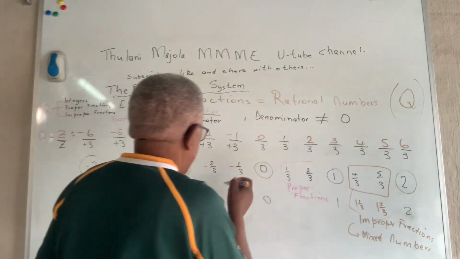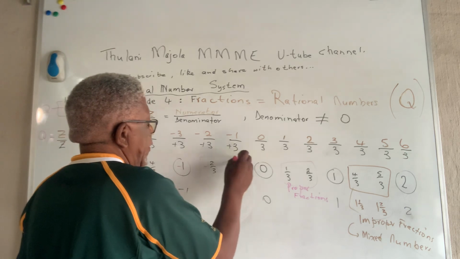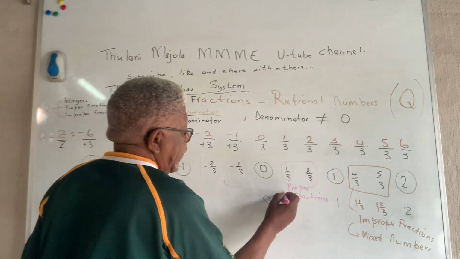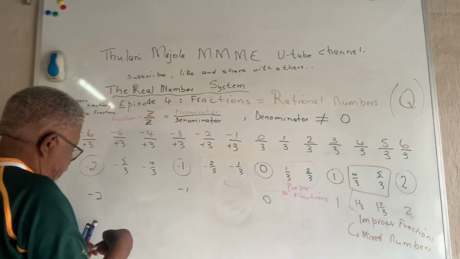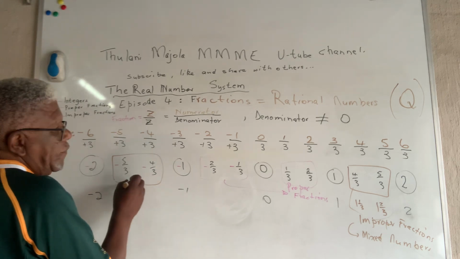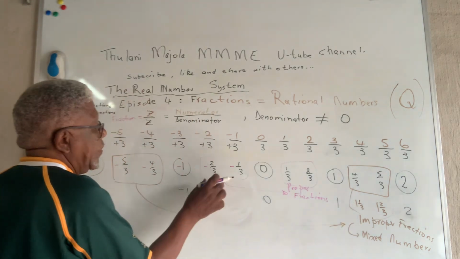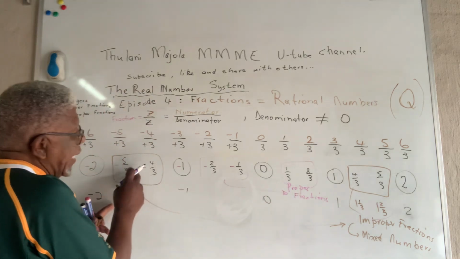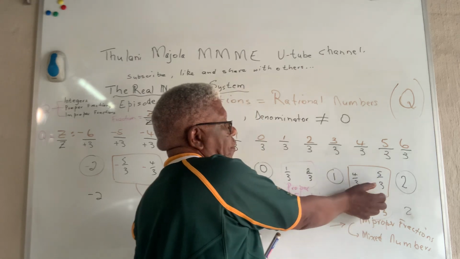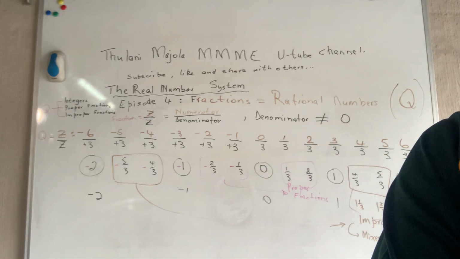Similarly, on this side too, you've got your proper fractions, where the denominator is greater than the numerator. And then also here you've got your improper fractions. So these are negative proper fractions, and these are negative improper fractions. And here you've got positive proper fractions and positive improper fractions. I will continue with the description in the next video.